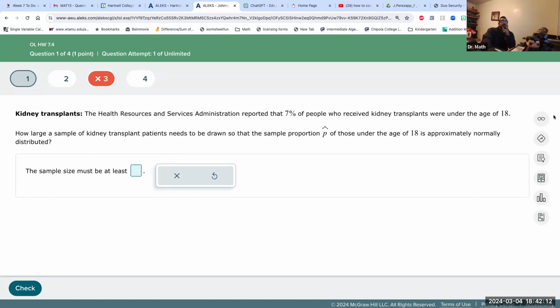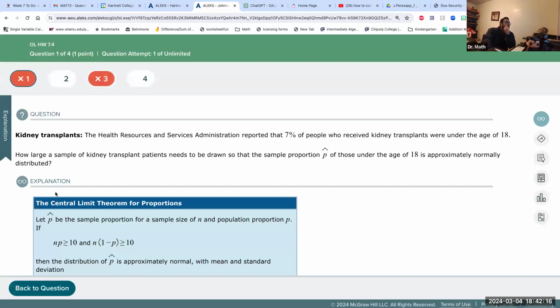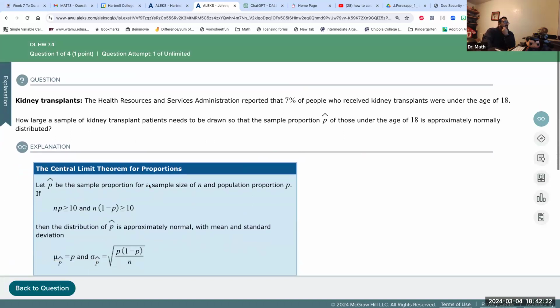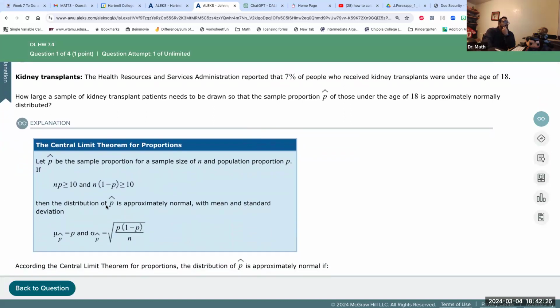All right, so write down this formula. So this is n equals, because notice what they're asking for: how large a sample should be, right? So we look at our first things that we check for. For this to be approximately normal, these two conditions have to be met. This is what I was talking about earlier, right? n times p has to be greater than 10, and then n times 1 minus p has to be greater than 10.